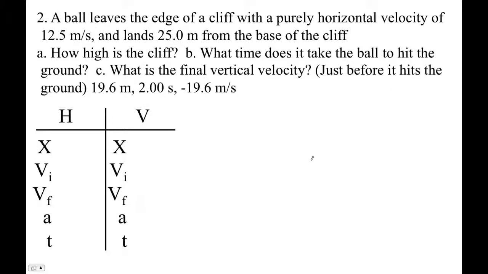Let's do another cliff problem here. So we got a ball leaving the edge of a cliff. It's going 12.5 meters per second, purely horizontal velocity, right? Lands 25 meters from the base of the cliff, right? So now we know this velocity. Don't know the height of the cliff, though. We're going to have to figure that out, right?